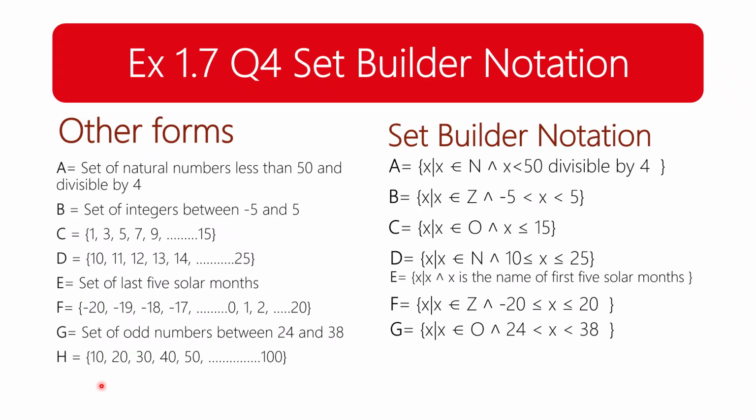Now we have the set H. It means 10, 20, 30, 40, 50. As you can see, these are multiples of 10. We can write it as the set of natural numbers x, that means the numbers should be the multiples of ten starting from 10 up to 100. It means 10 and 100 are also included. That's why we have used these symbols.